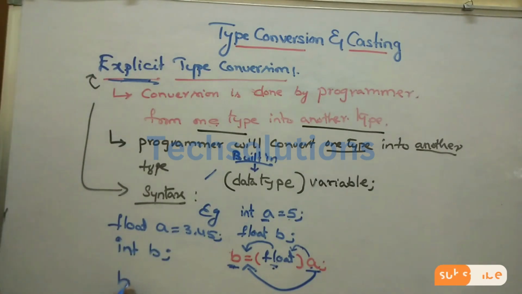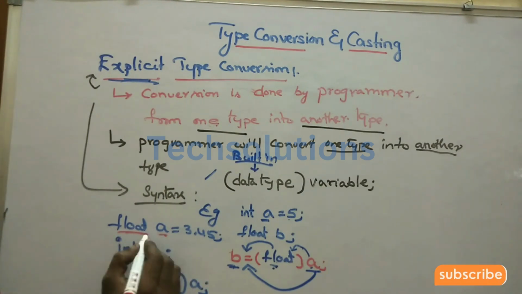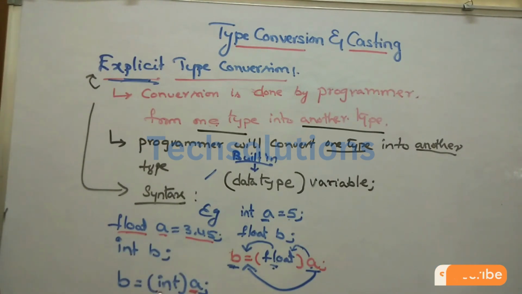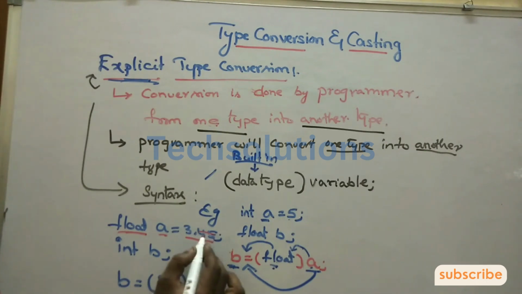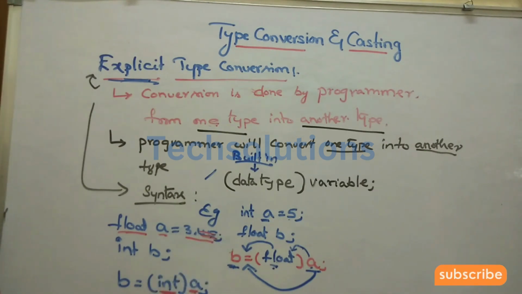Now I declare one more variable, b, and b equal to the floating point variable a converted into an integer. Now a is what type of variable? A is a floating point variable, right? The value is 3.45. This value I convert into an integer, so the value will be truncated. Now the value will be 3. This 3 is assigned to b. Now b becomes 3. That means here 0.45 will be lost.